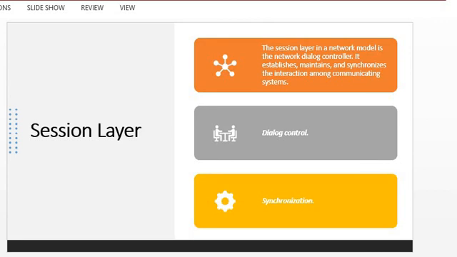Basically, the session layer is responsible for the establishment of communication sessions. So it establishes, it maintains, and it synchronizes the interaction or the communication between communication systems.